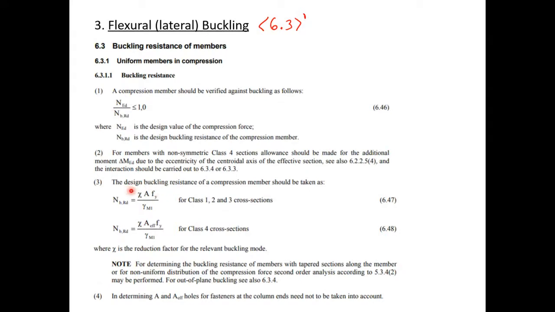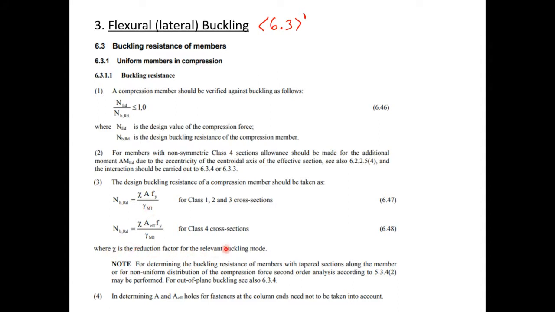And then for the design buckling resistance of a compression member, we have a class 3 section, so we're going to use equation 6.47, where the buckling resistance is this reduction factor times the cross-section resistance, which is just area times Fy, divided by the partial factor of safety.